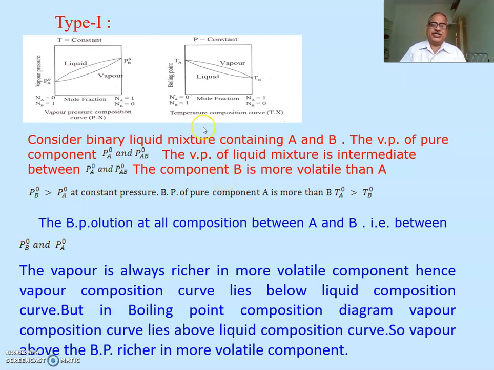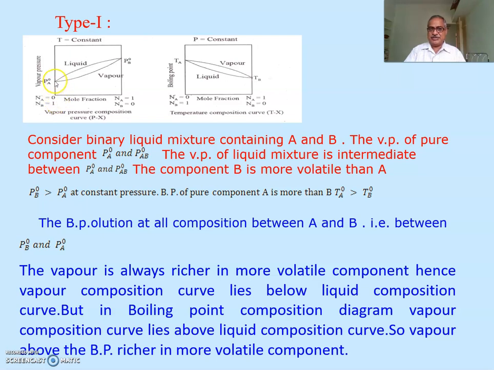Boiling point composition diagram. The first type of boiling point composition diagram. Here both diagrams are in front of you: the vapor pressure composition diagram, and this boiling point composition diagram, which is the opposite of the vapor pressure composition diagram.